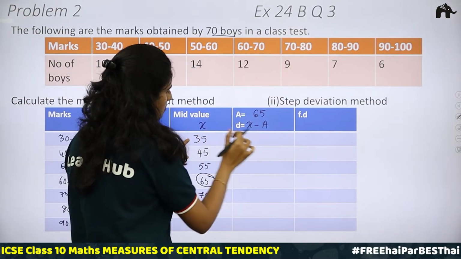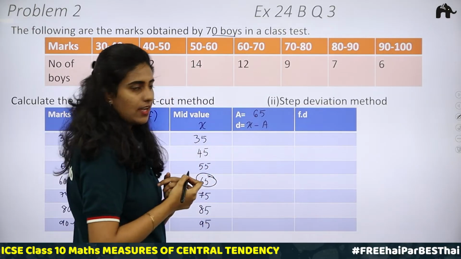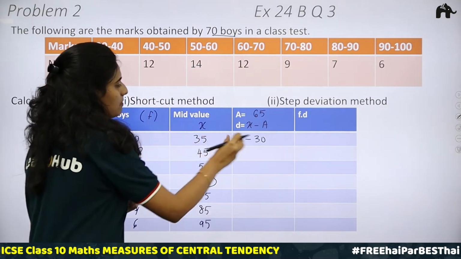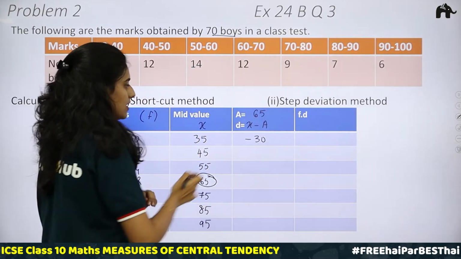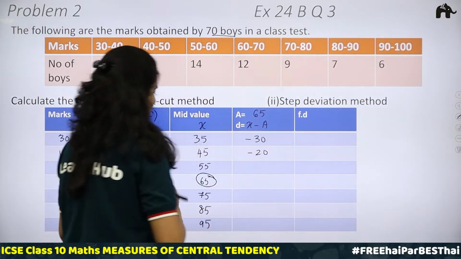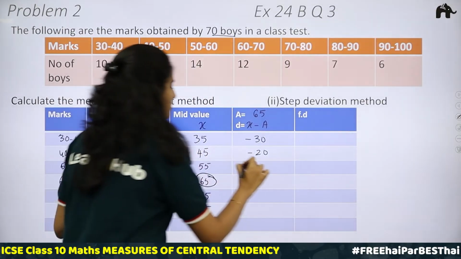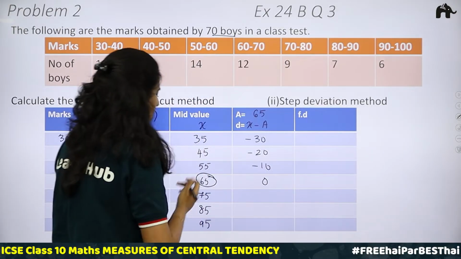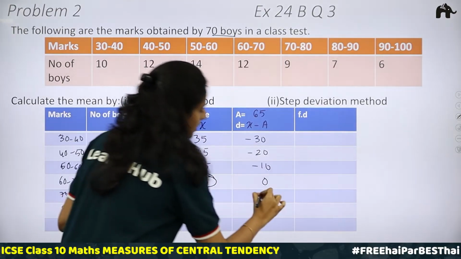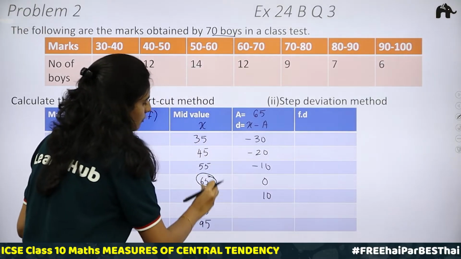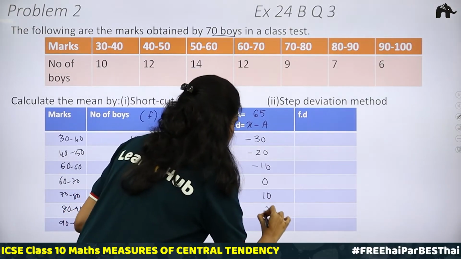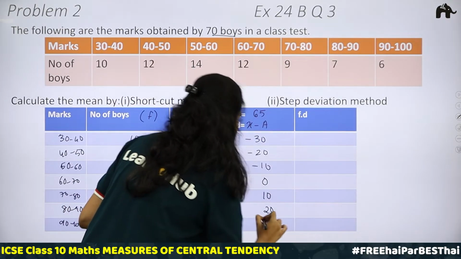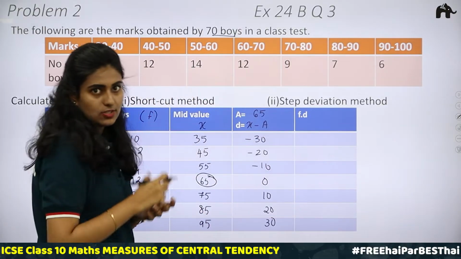Now subtract 65 from each. 35 minus 65, the difference will be minus 30. 45 minus 65, the difference will be minus 20. Then 55 minus 65, the difference is minus 10. 65 minus 65, here you will get 0. 75 minus 65, it is plus 10. 85 minus 65, you will get 20. 95 minus 65, you will get 30. So we have determined the D values, that is the difference.